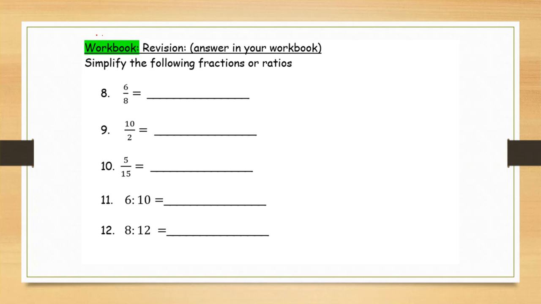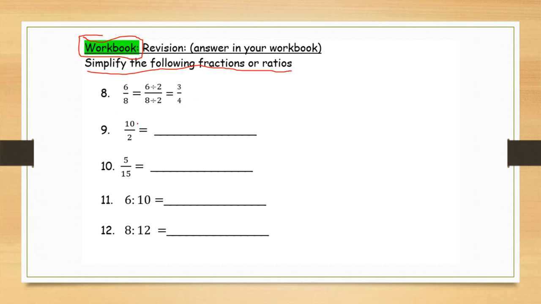So in your workbook we'll do some revision questions that will help with gradient. So we're going to simplify fractions and ratios. So you might like to pause the video, do the questions, and then check your work. So for question 8, we need to find the highest common factor, which in this case is 2, and then divide the top and the bottom numbers by 2. 6 divided by 2 is 3, 8 divided by 2 is 4.